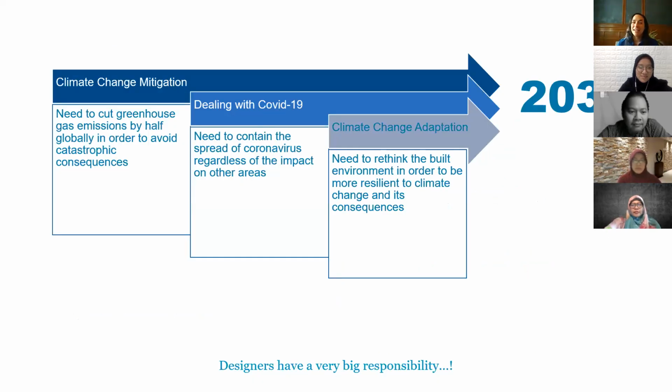So I then say that you have three things to deal with now. We have climate mitigation, we have COVID and the pandemic, and potentially all the pandemics that are to come. But we also have climate adaptation, so designing to be safe and resilient to whatever is to come.